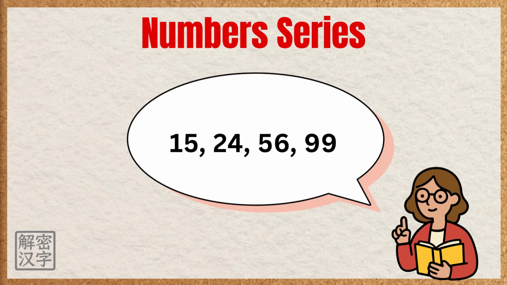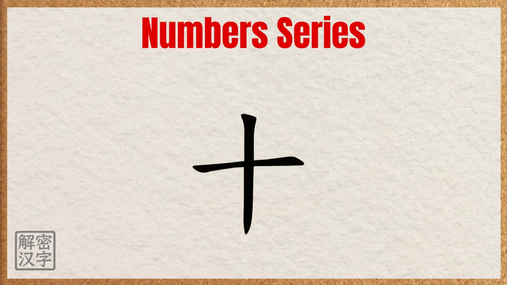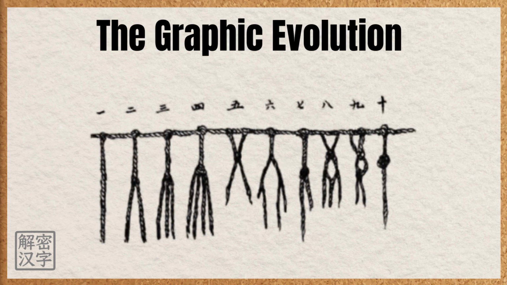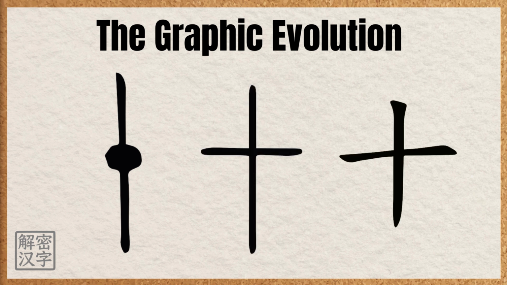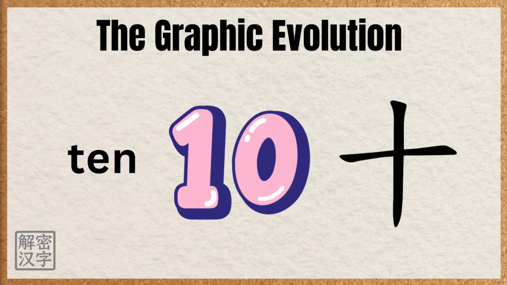Today, we'll focus on two-digit numbers, such as 15, 24, 56, and 99. Before we get started, let's first learn one crucial character, 十. Before Chinese characters were invented, ancient people used knots tied on ropes to count. Later, in oracle bone script, a certain symbol represented the decimal system. Doesn't it look just like a knot tied in the middle of a rope? Over time, this symbol evolved into the modern Chinese character 十, which means 10.